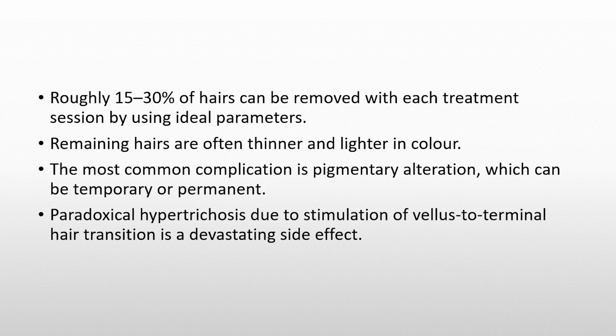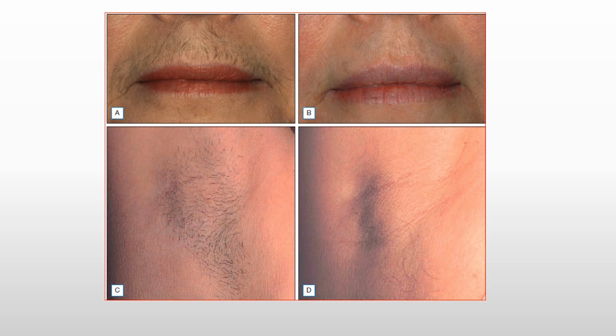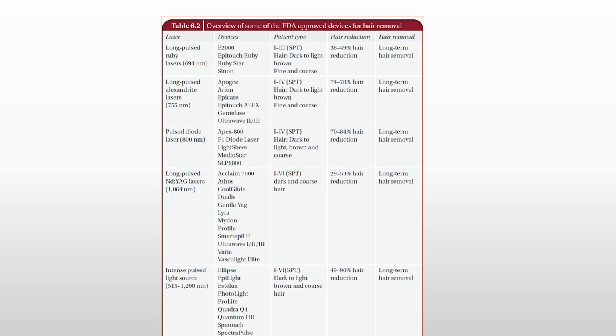The most common complication is pigmented alteration, and paradoxical hypertrichosis due to stimulation of the vellus to terminal hair transformation is a devastating side effect. These are a few pictures showing how lasers are used for laser hair removal. Considering there are various lasers being used for this purpose, intense pulsed light has a reduction of about 49 to 100% of hair post-treatment.